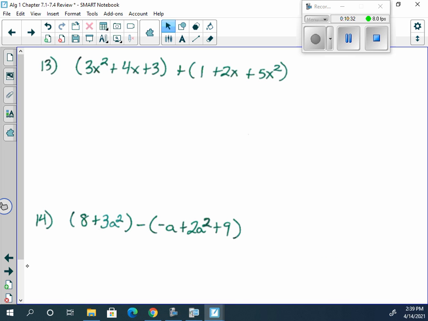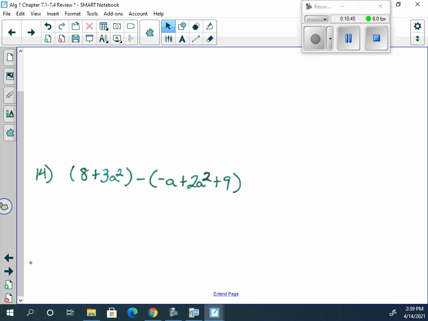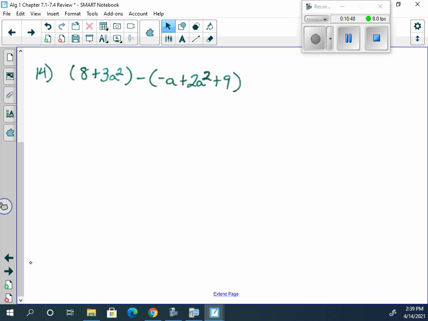Do we want to look at another addition? Which one? 14. So we look at 14. So 14 would not be addition, it would be subtraction. Now, we can look at it as we're subtracting it. We could go 3a squared minus 2a squared and go that way. Or, when I drop the parentheses, we would get 8 plus 3a squared, because there's a positive in front of that set of parentheses, so it's not changing the sign.